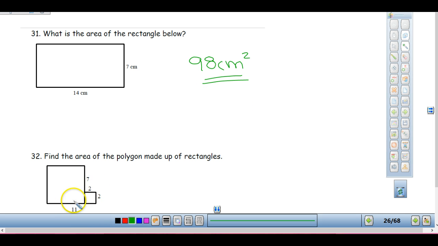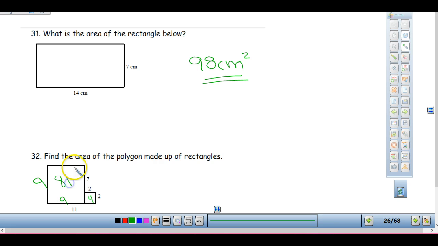Alright, now we've got two different rectangles together. This one's 2 by 2, so that one's 4. This one, be careful, because this is 11, but this is 2, so this is 9. And this over here is 7 plus 2, so that gives me 9.